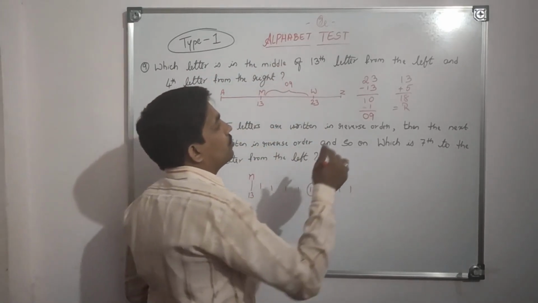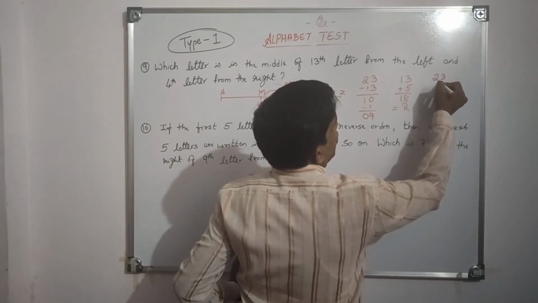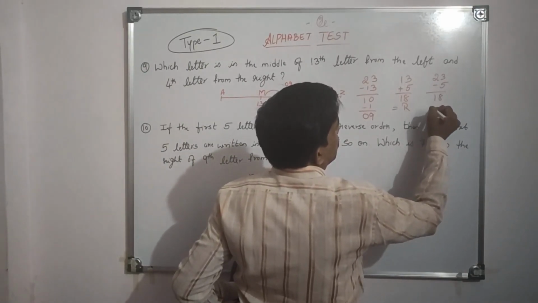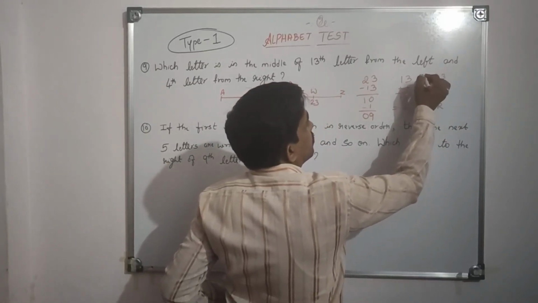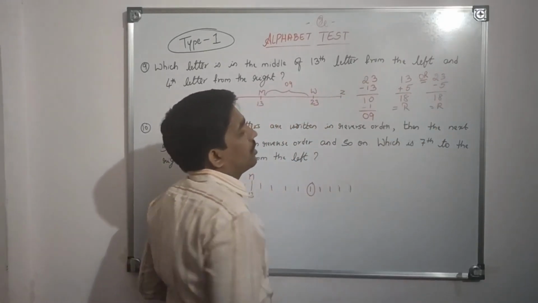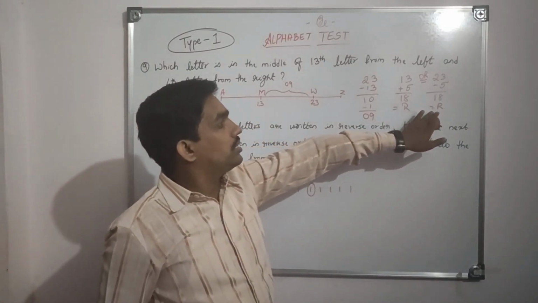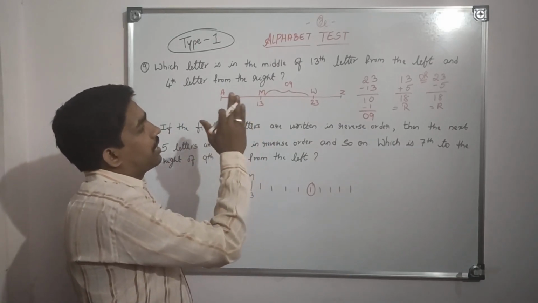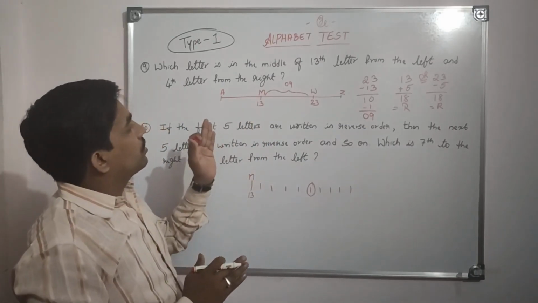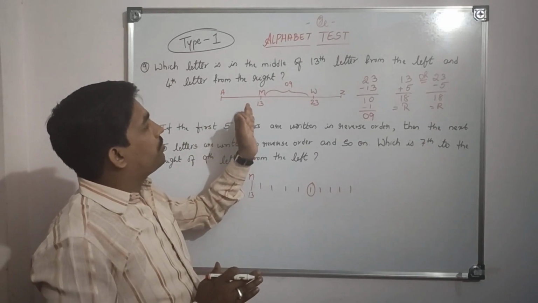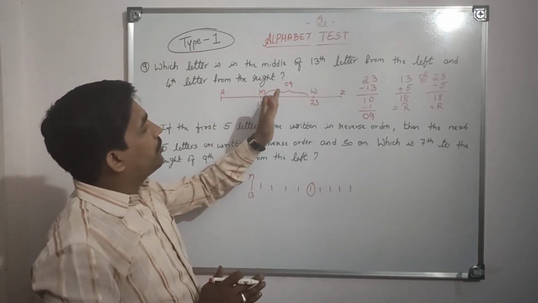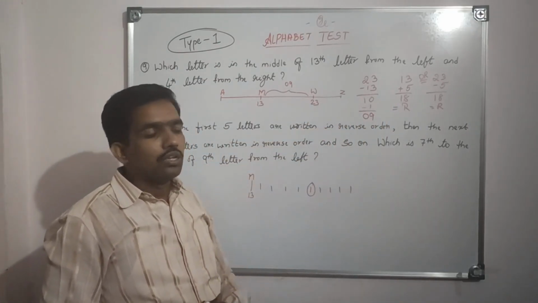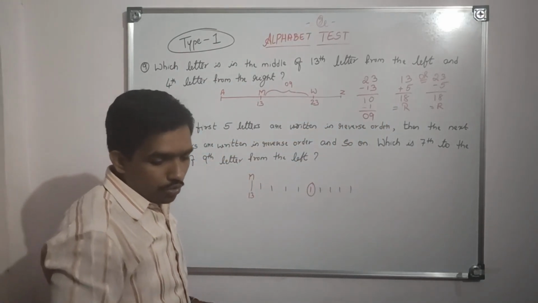Or else you can do 23 minus 5, which is 18. That is R. So you can do this or this, both are same. In between M and W there are 9 letters, and exactly in the middle is R. R is our answer. So next, coming to our next question.